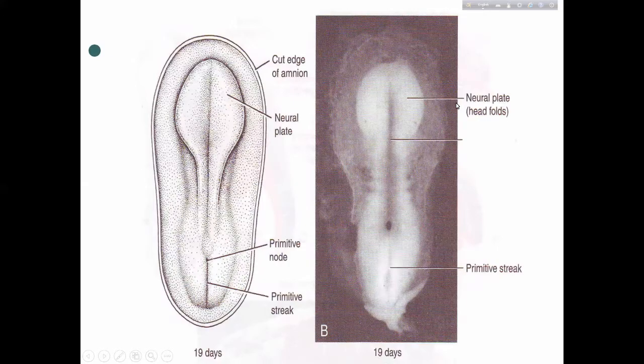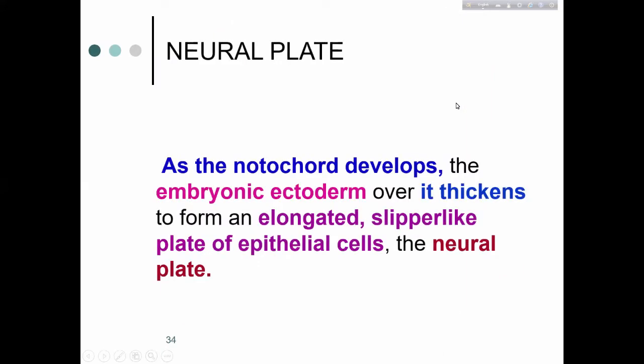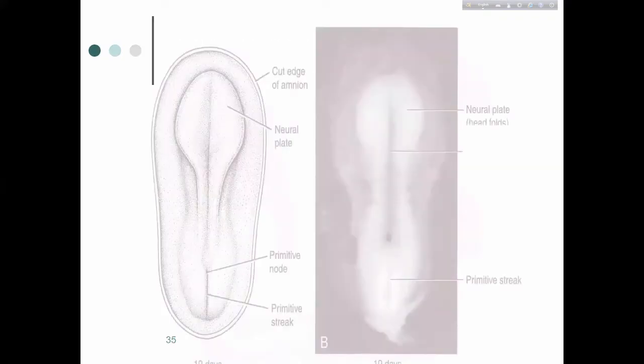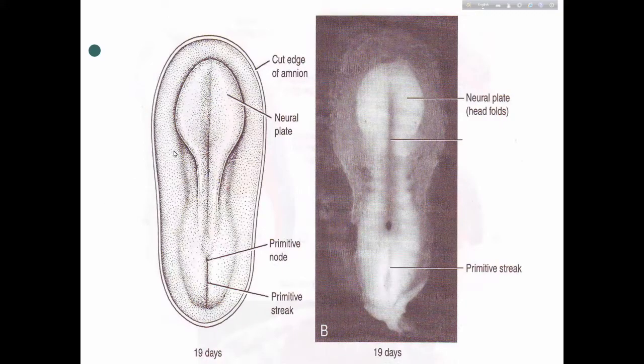That is what I said, that as the notochord develops, the embryonic ectoderm over the notochord thickens to form an elongated slipper-like plate of epithelial cells, which is known as the neural plate. And now, very important and interesting, the edges of the neural plate. What will happen? A groove forms here. And here the edges of the neural plate thicken to form neural folds. And the folds will close here, join with one another, and form the neural tube.